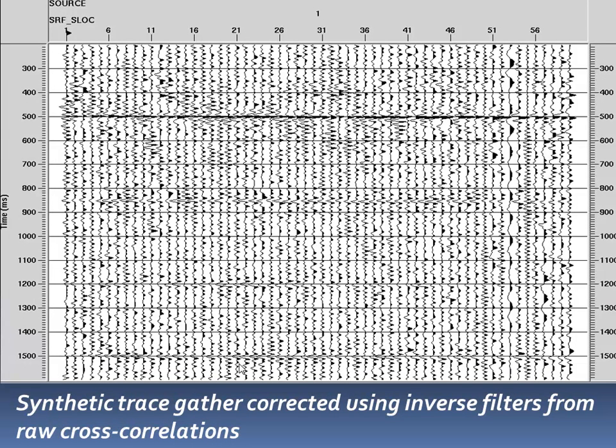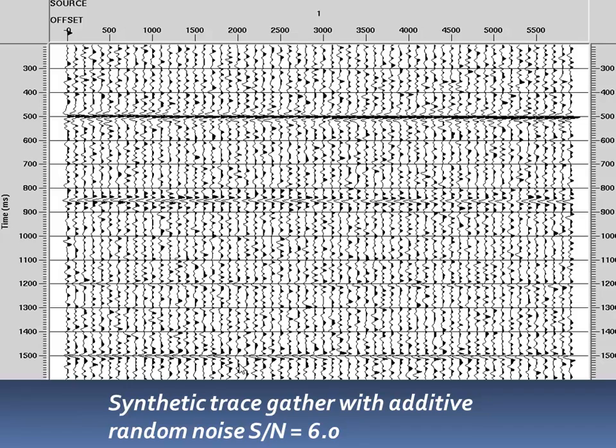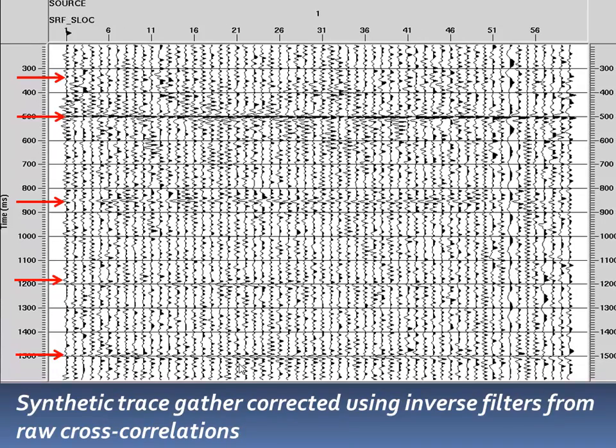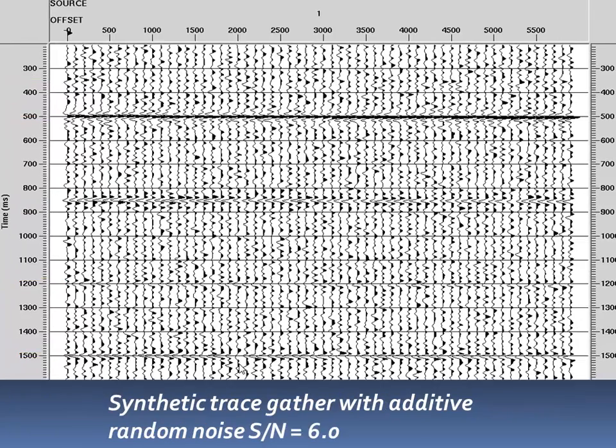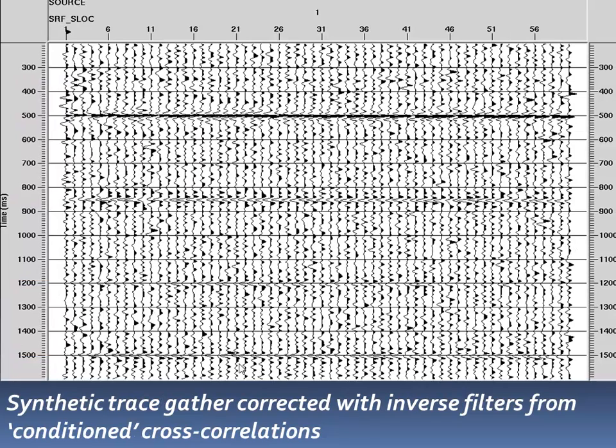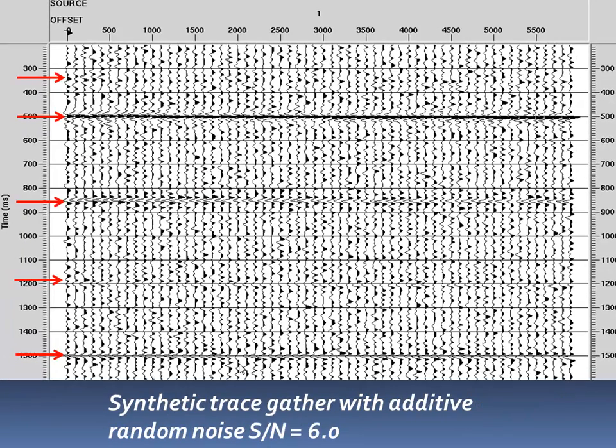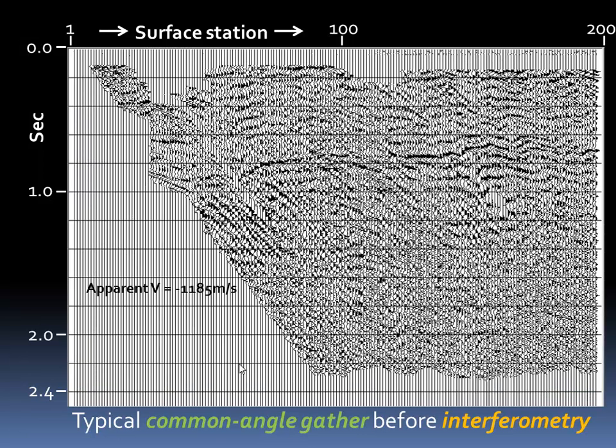So this is the synthetic gather corrected using inverse filters from those raw cross correlations. Well, I think you'd have to concur that they don't do too bad a job. You can see some places where it didn't work at all, like this trace here, but in general, that worked fairly well. Now, if we use those conditioned correlations, on the other hand, this is actually the raw data, so we'll compare with the original raw data. You can see it looks pretty good. If we use the conditioned correlations, though, we can see it looks a lot better. So that's the process, the interferometry process.